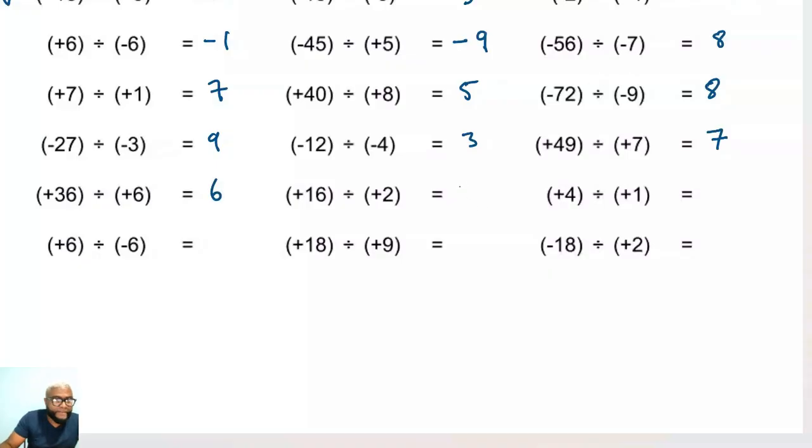Next. Positive 16 divided by positive 2 is positive 8. Next. Positive 4 divided by positive 1 is positive 4, sir. Next. Positive 6 divided by negative 6 is negative 1. Next. Positive 18 divided by positive 9 is 2, sir. Next. And negative 18 divided by positive 2 is negative 9.